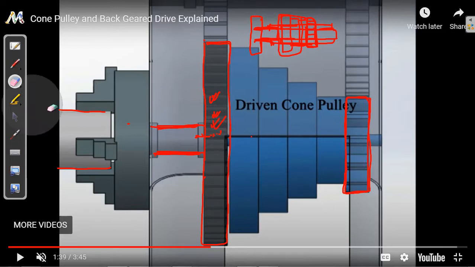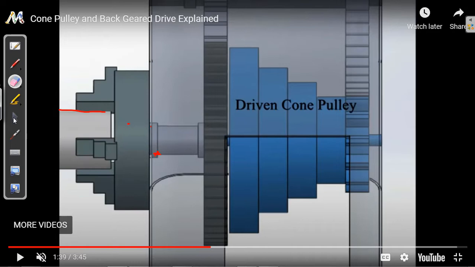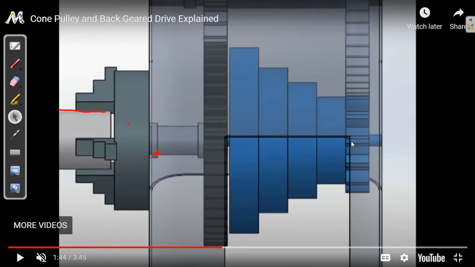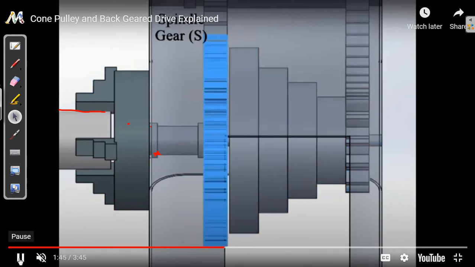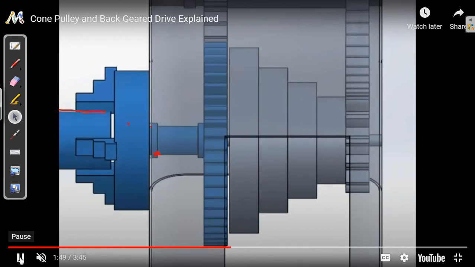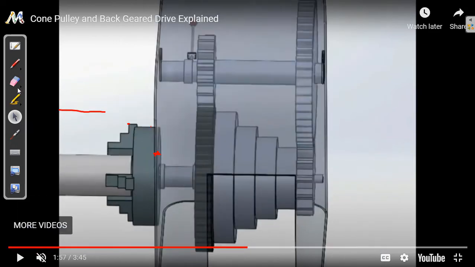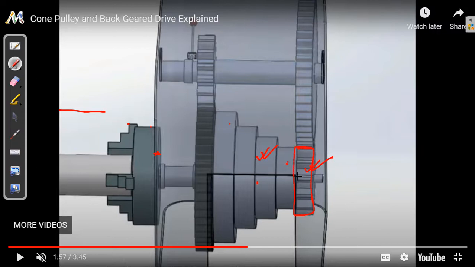Now, how the back gear arrangement is done, let us try to understand that. So here you can see this is the pinion gear where the power is coming actually. Here from this picture I think it will be clear. Initially through the pulley drive the power is coming to this pulley, and this pulley is rotating with the same speed. This particular shaft will also rotate with the same speed. This pinion gear will also rotate with the same speed.